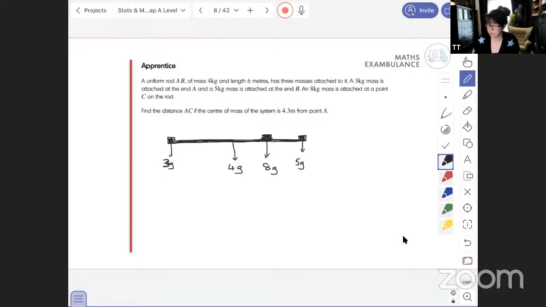Very good question. How do I know which side C is? I don't know, but it doesn't matter, because I'm going to measure this one as being D, and if it comes out negative, then it was on the other side. If D comes out to be negative, all that means is it should have been on the other side.